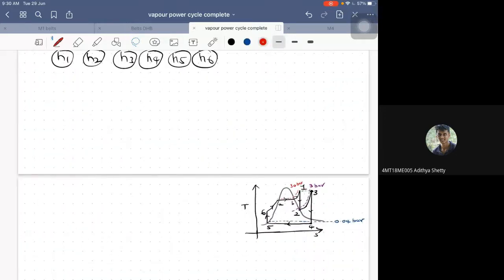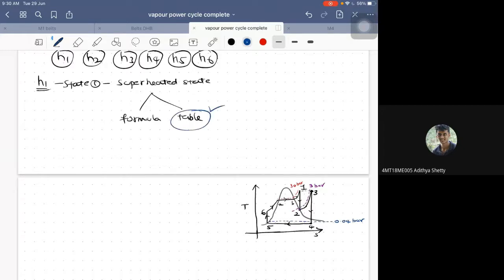Now I must calculate the value of H1. So where is H1? I have to look for state 1. Where is state 1? Superheated. It is in the superheated state. If it is in the superheated state, I already told you I have two options: a formula and a table. So which to choose now? Table, sir. So I would just choose a table.